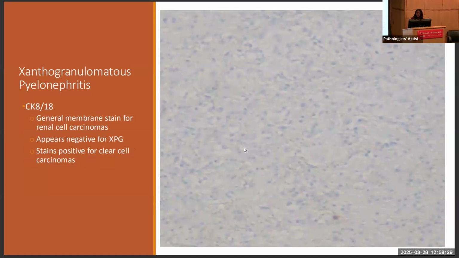As I mentioned earlier, IHC stains are beneficial in differentiating disease processes when H&E slides alone don't provide a definitive answer. CK18 is a general membrane stain typically used on XPG cases to determine if it is truly XPG. This image is a CK18 stain of the same case. It is negative. However, if clear cell carcinoma were present, this stain would be positive and identical to the CD10 positive stain I showed earlier. There is no brown pigmentation present within the membranes, and again, the blue dots are just the nuclei which absorb the counterstain.